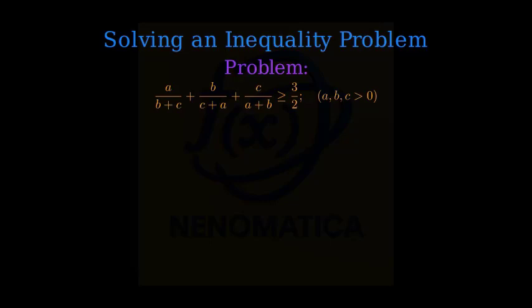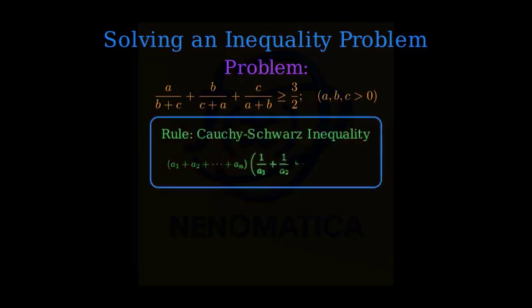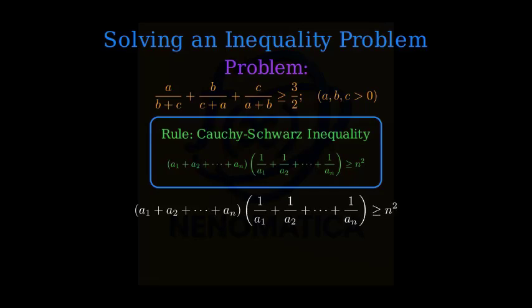To solve this problem, we'll use a powerful inequality in mathematics called the Cauchy-Schwarz inequality. The inequality states that for any positive numbers a1 through an, when we multiply the sum of these numbers by the sum of their reciprocals, the result is greater than or equal to n squared, where n is the number of terms. This can be written mathematically as the sum of a1 through an multiplied by the sum of 1 over a1 through 1 over an is greater than or equal to n squared. This is the key result we'll use to solve our problem.